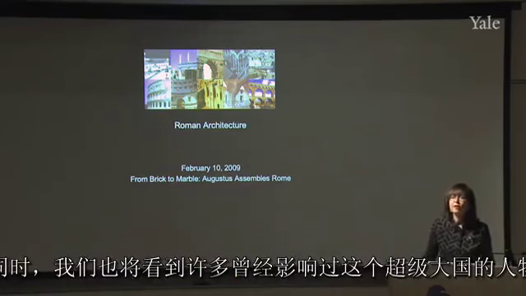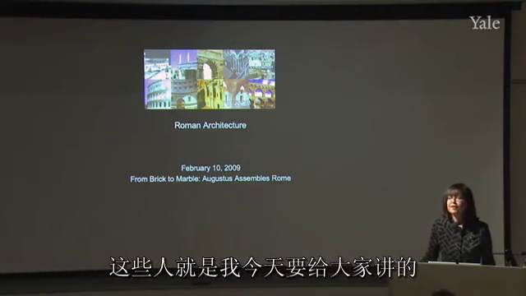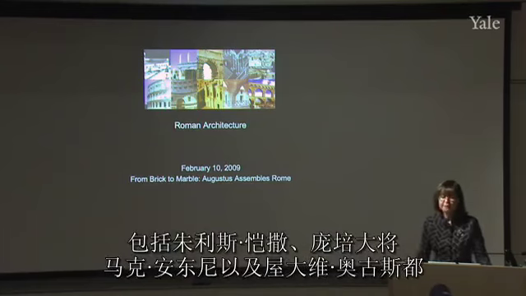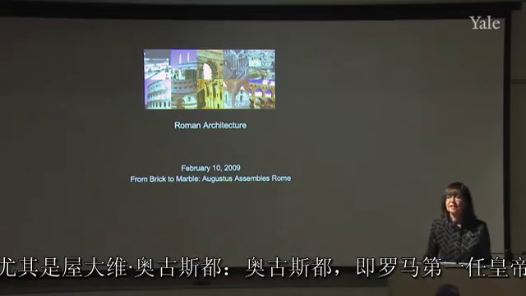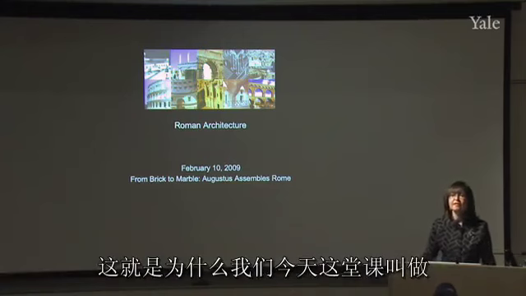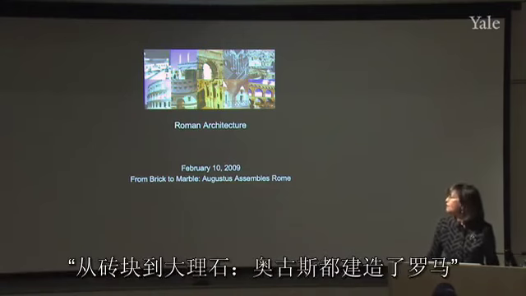And we'll also see that there were a number of men who affected this superstardom for Rome. And they're men that I'm going to talk about with you today. These included Julius Caesar, Pompey the Great, Mark Antony, and Octavian Augustus, especially Augustus, first emperor of Rome. And it's the reason that I've decided to call this lecture today From Brick to Marble, Augustus Assembles Rome.